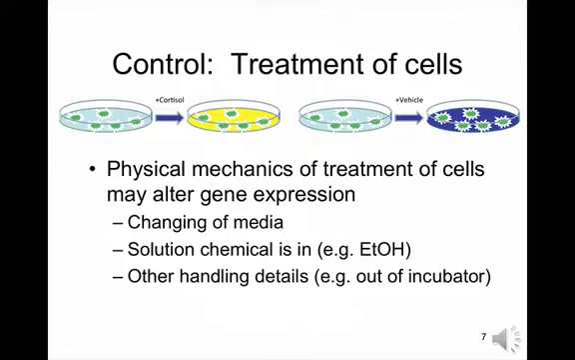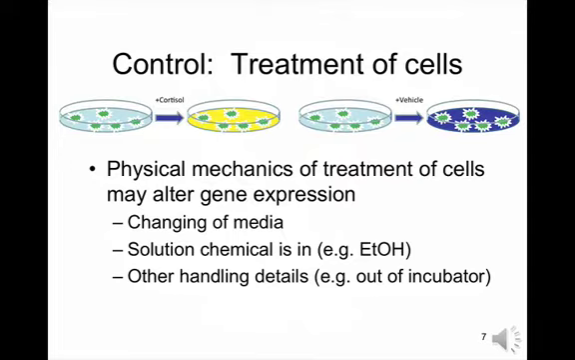So let's talk more about controls. The first point is that the treatment of cells or samples of any kind is often compared to what's called a vehicle control and not simply an untreated control. And this is to account for the physical mechanics of the treatment that may alter gene expression. So in this case, we would change the media on the cells and add the solution that the chemical's in, or ethanol that cortisol dissolves in, the vehicle, but have no cortisol.